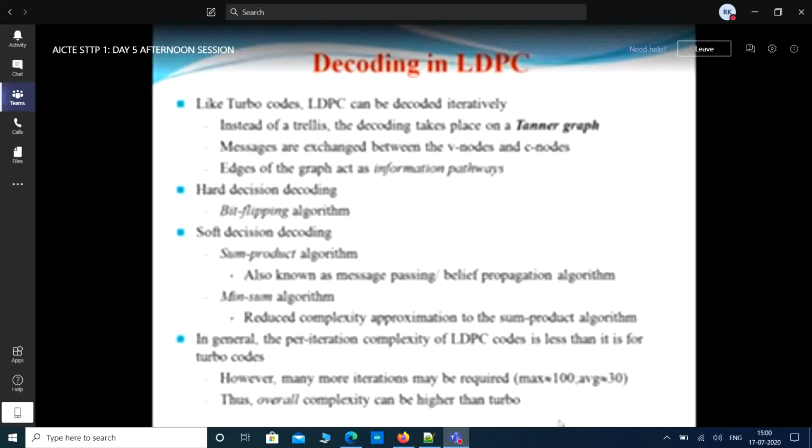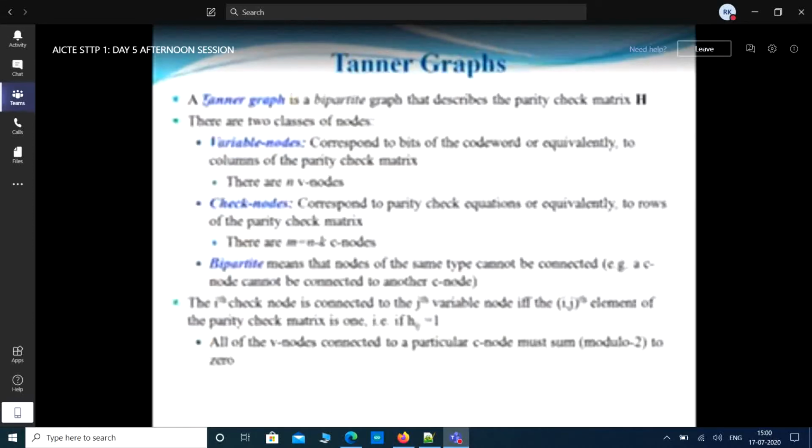The Tanner graph is also called a bipartite graph. It describes a parity check matrix. There are two classes of nodes in the Tanner graph: one is the variable node and the second is the check node.